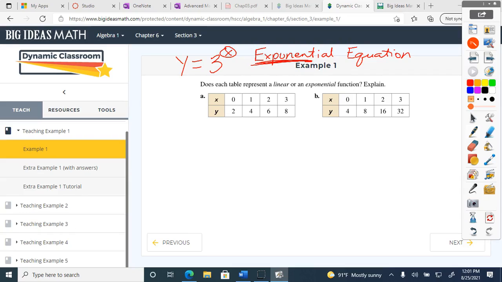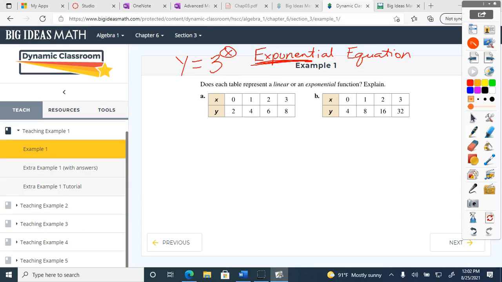Okay? Linear is just y equals mx plus b. Quadratic has an exponent of 2. These are all going to be exponential equations. Okay? So, our first example here says, does each table represent a linear or an exponential function? So I'm going to use this example to kind of teach how you figure this out.